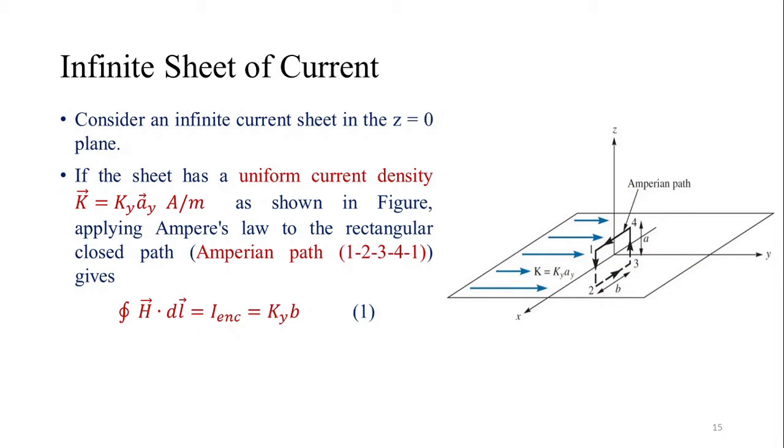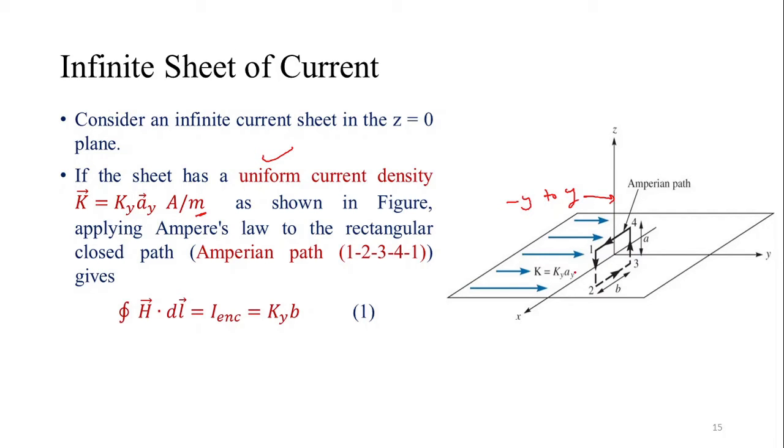Now let's see the infinite sheet of current. Consider an infinite current sheet in the z equals 0 plane. Here we have the z equals 0 plane which carries a current density K. Let's assume the current is passing from minus y to plus y, so the K vector has only a y component, with no z or x component. You can define the current density K vector as Ky ay vector amperes per meter, as shown in the figure.